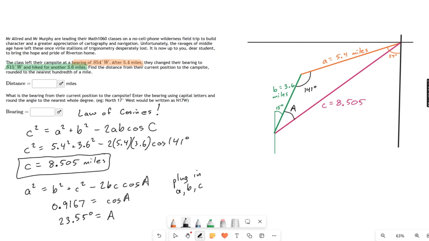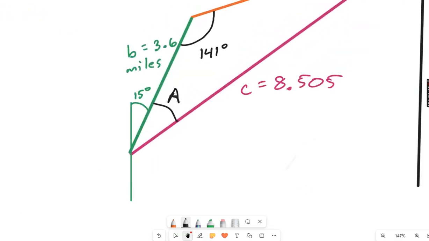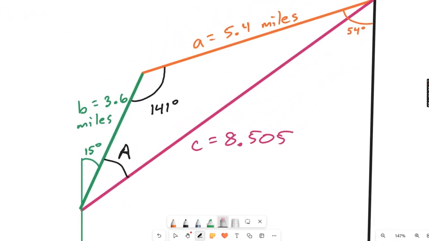Now that's not our answer. That's just the angle inside the triangle. So let's come on back over here. We'll put this guy in here and see what we can figure out for this diagram. So this is now 23.55 degrees. And you see that's not a bearing relative to north and south. A bearing relative to north and south is going to involve these two angles right here added together. So if you write it out this way, your bearing is going to be the sum of those two, which is going to be 38.5. We'll round that to 39 degrees.